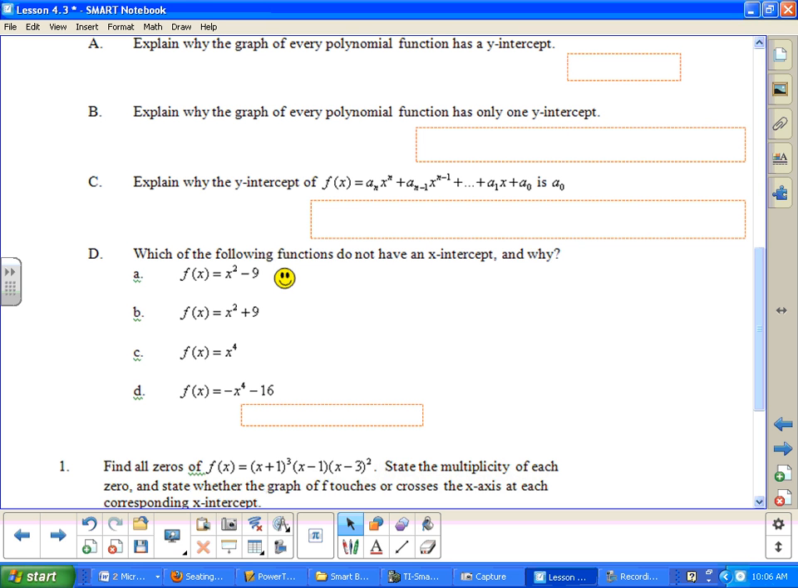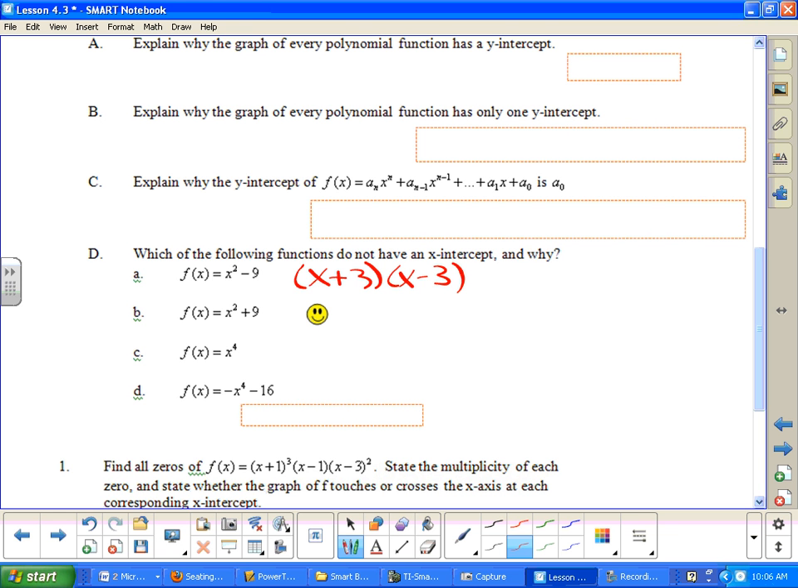Letter A does, because I can factor this into x plus 3 times x minus 3. So this has 2 x-intercepts. X squared plus 9 does not, because the graph of that looks like this. It's been shifted up 9 units. So anytime it says x squared plus a number, there are no x-intercepts there. It doesn't cross the x-axis.